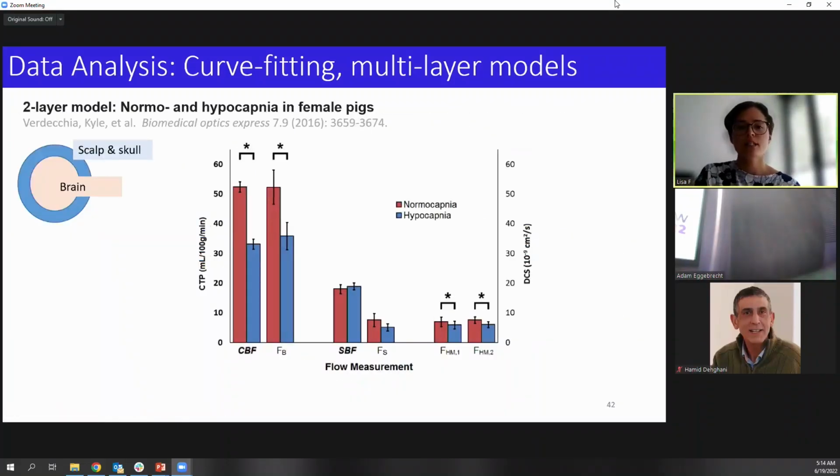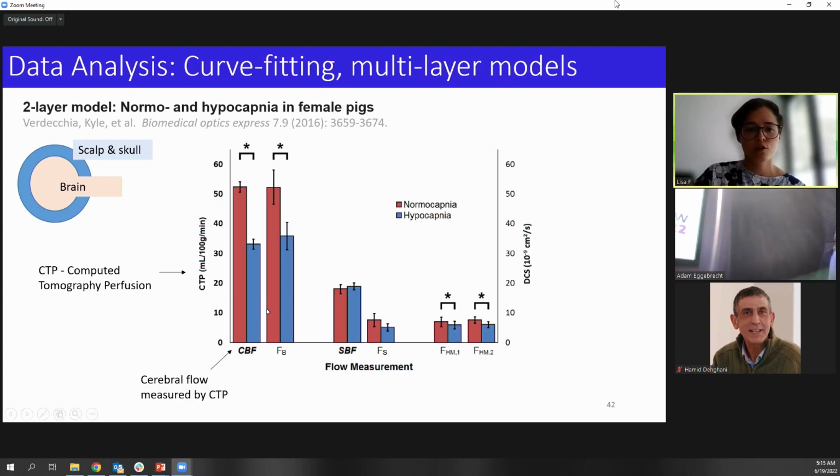Let's look at one of these studies that used a two-layer model. In this case, the two-layer model consisted of an outer scalp and skull layer, and then a second inner brain layer. What was done here was the blood flow differences between normal and hypocapnia in pigs were studied using computed tomography perfusion as well as DCS.